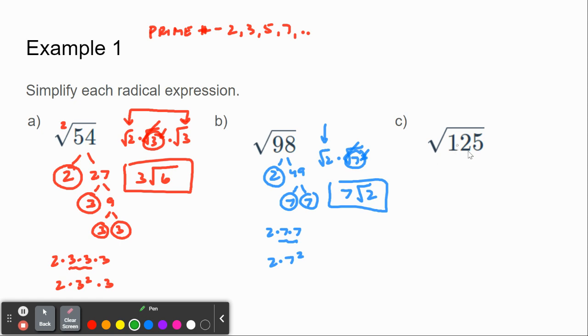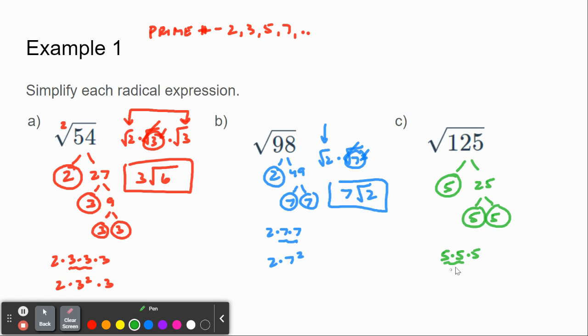All right, last but not least, 125. So I'm going to break it down. 2 does not go into 125. 3 does not go into 125. 5 goes into 125, and 5 goes into 125 25 times. 5 is prime. So now look at 25. I can, again, divide 25 by 5, and I get 5. So 125 is just 3 5s. So 5 times 5 times 5.